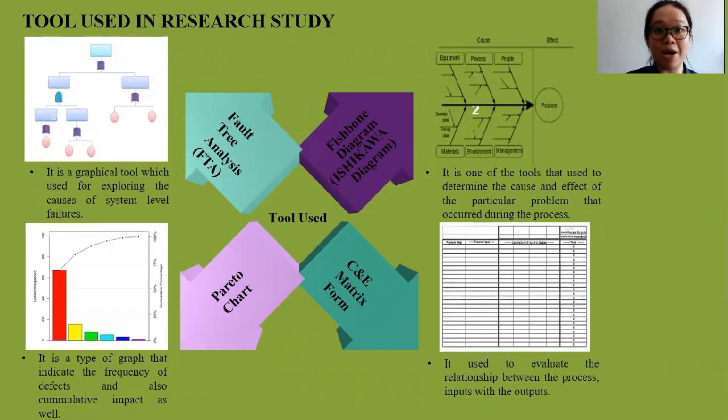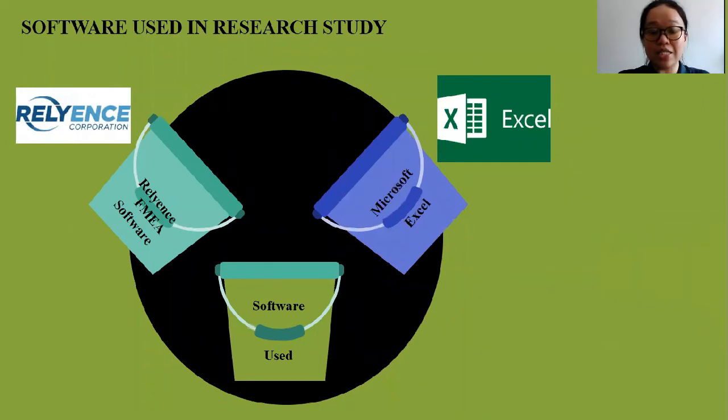The tool that I have used in my research study is FTA. It is a graphical tool used to explore the causes of system-level failures. The fishbone diagram is one of the tools used to determine the cause and effect of each particular problem that occurred during the process. The Pareto chart is a type of chart that indicates the frequency of defects and also cumulative impacts. The C&E matrix is used to evaluate the relationship between the process input and the output. There is also software that I have utilized in my research study. The first one is Reliance FMEA software, and the second one is Excel.